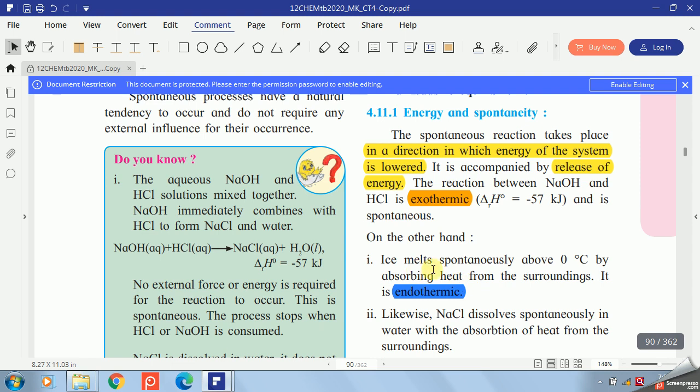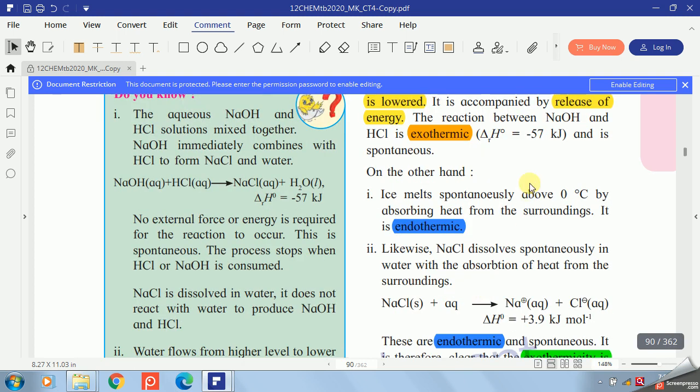But if you observe, ice melts spontaneously above 0 degree by absorbing heat from the surrounding. So heat is absorbed, so it is an endothermic process. So here the spontaneity of the reaction does not only depend on the heat absorbed or evolved.